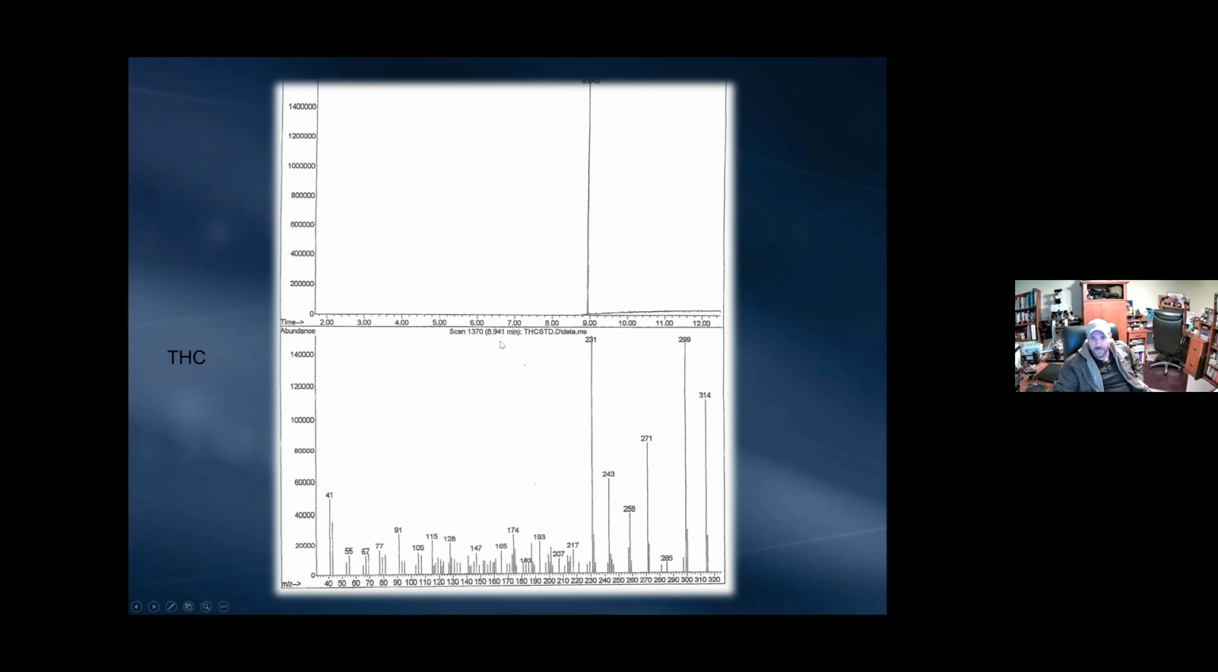You can see right there, it says scan 1370, 8.941 minutes THC standard. So in other words, this is a known standard that's pure that I injected in the instrument. But all this sort of grass looking stuff with all the numbers on top of it in the bottom pane here. So the tallest ones are about 231, 299, 314.